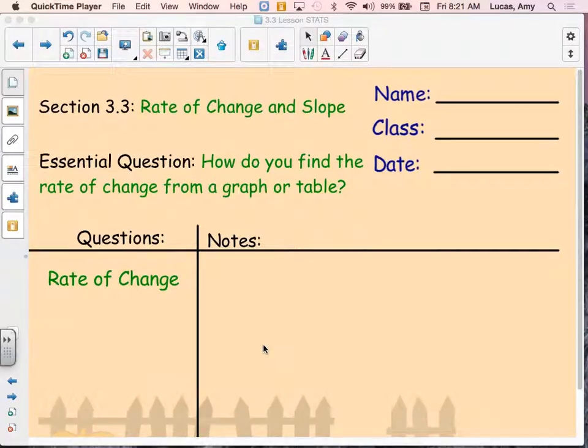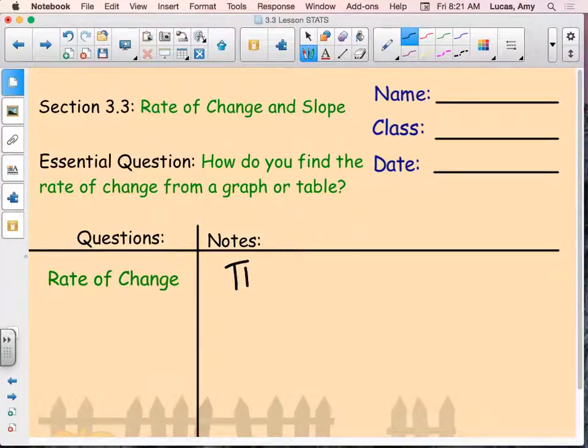Lesson 3.3, Rate of Change and Slope. Our essential question today is how do you find the rate of change from a graph or table? We've already learned about the slope of a line. The rate of change is another term for slope. The rate of change also means how much something changes over a set interval.